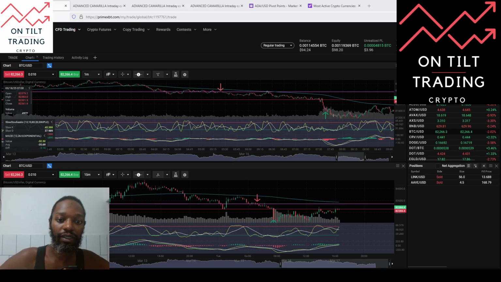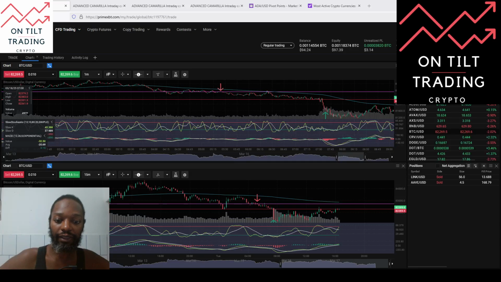And we can see here on the volume profile, volume is pretty flat. On the slow stochastic, we're in an oversold condition. MACD pretty flat, very little buyer momentum. Here on the 15-minute, we're in oversold conditions. Sellers have a little momentum.